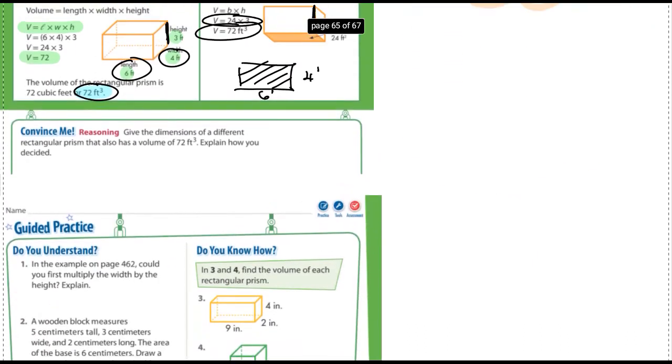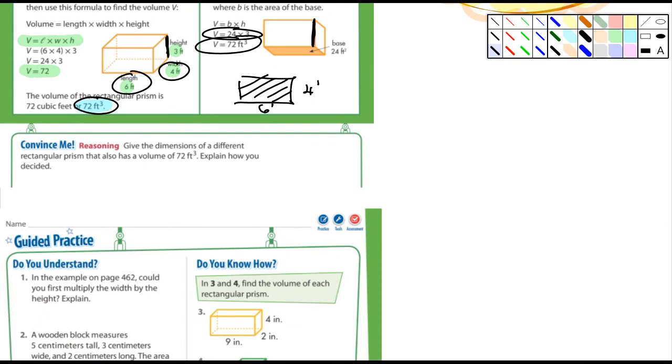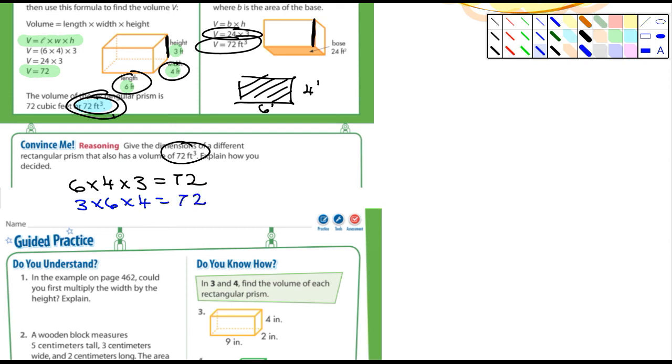All right. So that's a good example. Two good examples there. So to convince me, what do we have here? It says, give me the dimensions of a different rectangular prism so that the volume is 72 feet cubed. So it's the same thing. We've already used 6 times 4 times 3, and so they're saying equals 72. So they're saying use a different rectangular prism. Well, again, and I mentioned this just a moment ago, you could change the order. So we could do 3 times 6 times 4. And what are you going to get? 72. 72 feet cubed. Again, if we're talking about a rectangular prism.